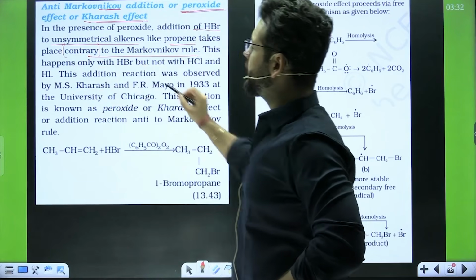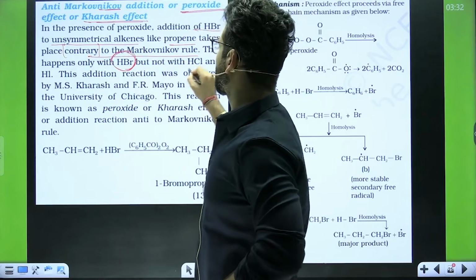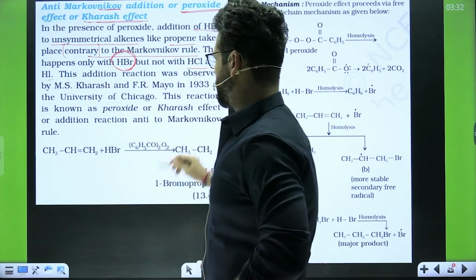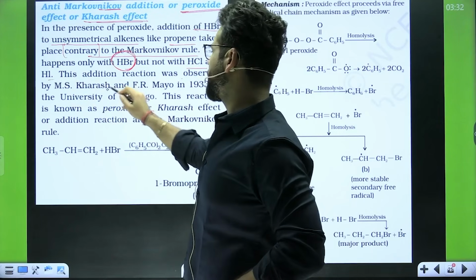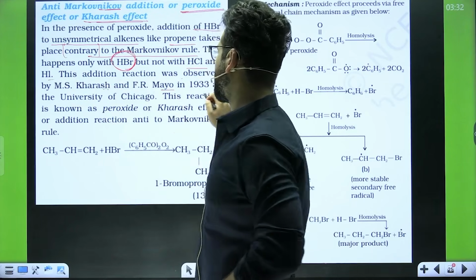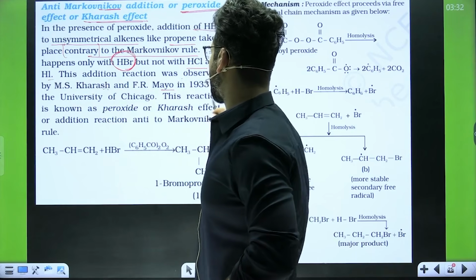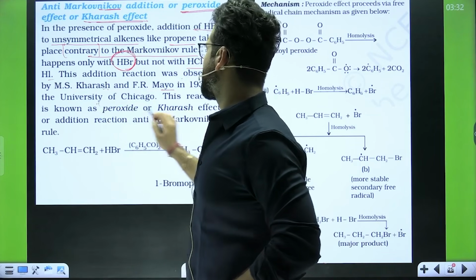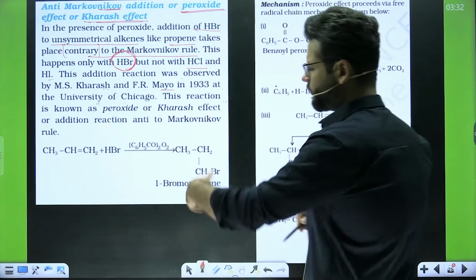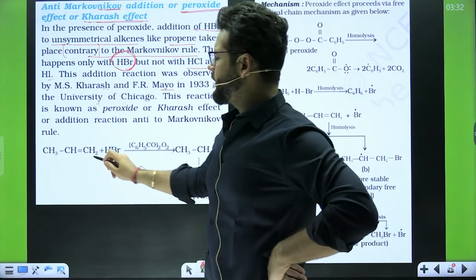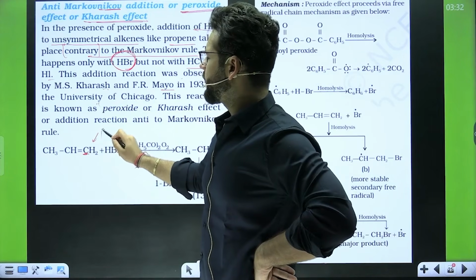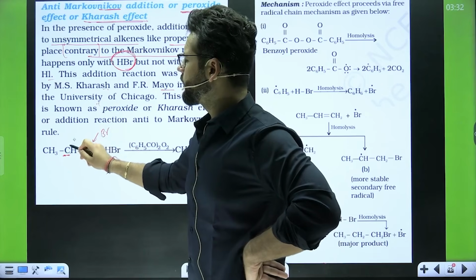This happens only with HBr, not with HCl and HI. This addition reaction was observed by Kharash and Mayo in 1933. Some things are given. This reaction is also known as the peroxide effect or Kharash effect. Final product I can see here. This carbon carries two hydrogens, so Br will go and attack here, H will go and attack here.